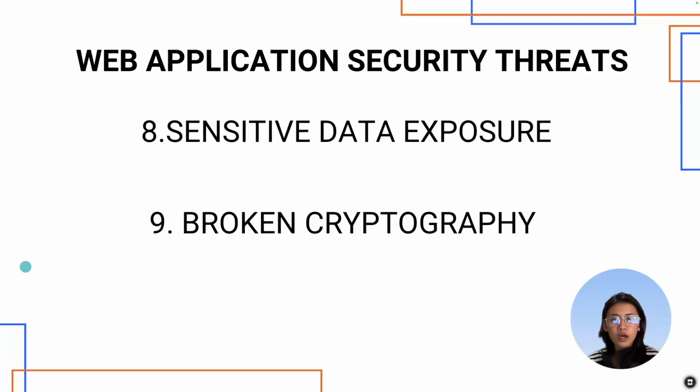And number 9, we have our broken cryptography. This one arises when cryptographic algorithms or implementations are weak or flawed. So, compromised encrypted data and unauthorized access may be an impact of this one. But for the prevention, we can use up-to-date and proven cryptographic libraries to avoid weak or outdated algorithms.